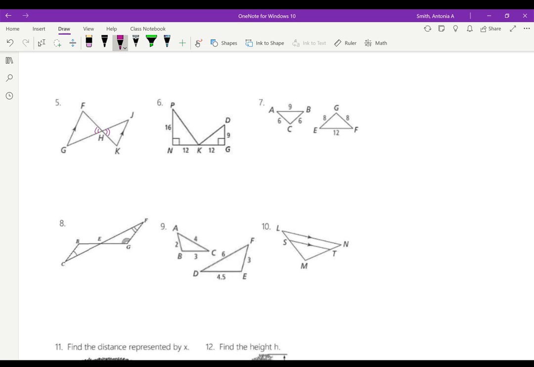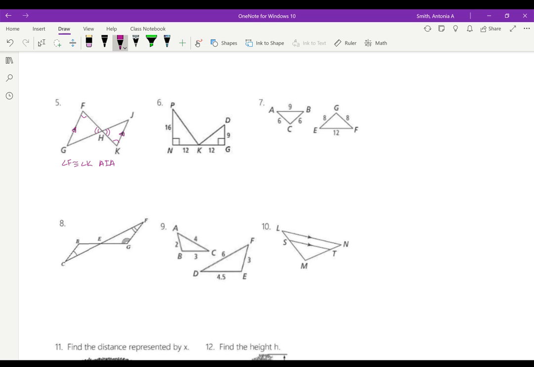But what they did show me is that this side right here is parallel to this side. And whenever we have parallel lines, we're creating alternate interior angles, alternate exterior angles, corresponding angles, all that kind of stuff. So in this picture, that means that angle F and angle K are congruent because they are alternate interior angles.